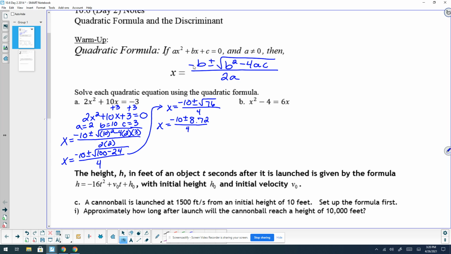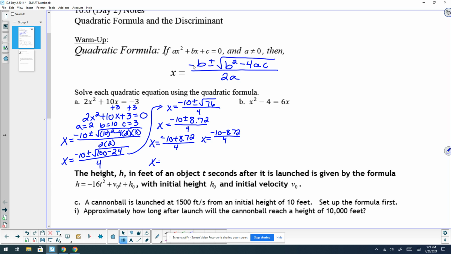All that's over 4. Now, if you remember from our first discussion, this is actually 2 separate equations. So I want to split it at this point. One where I'm going to add the 8.72, and one where I will subtract the 8.72. Now I can go ahead and use my calculator. Negative 10 plus 8.72. Then divide that by 4.